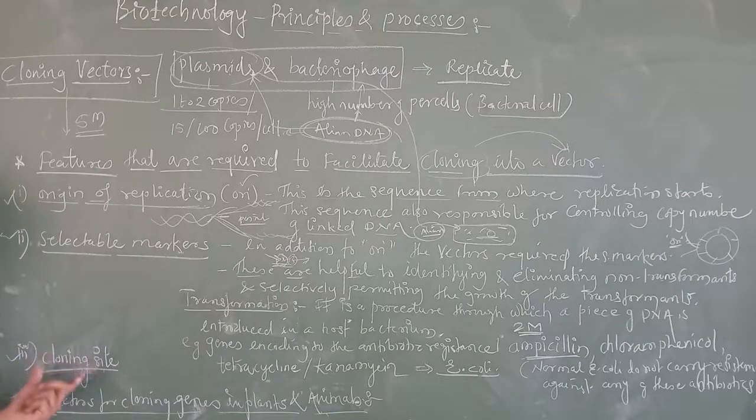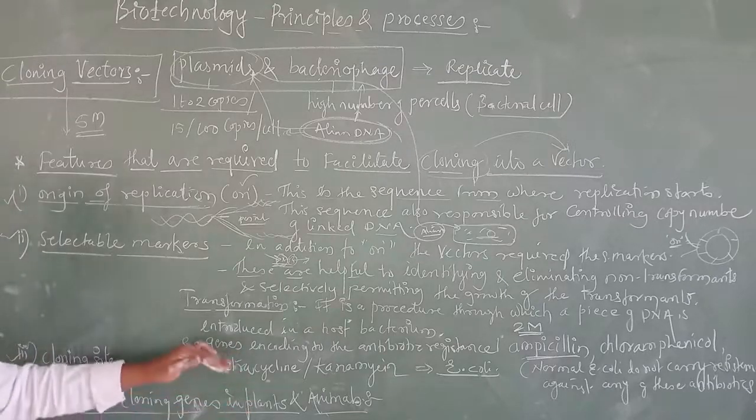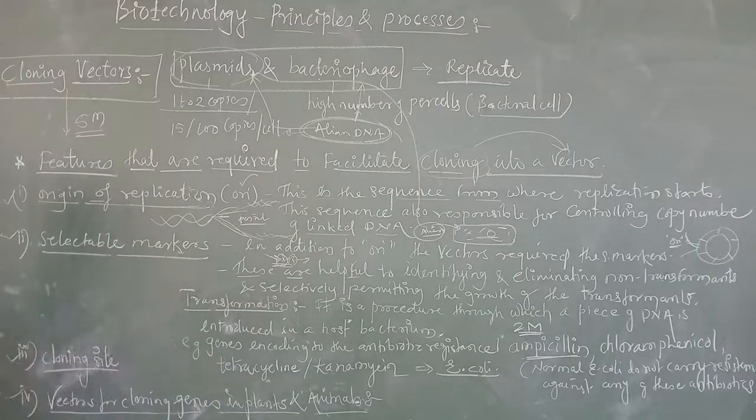Then in the next class we are going to study the cloning site and the vectors for cloning genes in plants and animals. And the homework for you people: draw a neat labelled diagram of a plasmid. We will take the diagram and draw it again in the next class. Okay, right, I continue next.